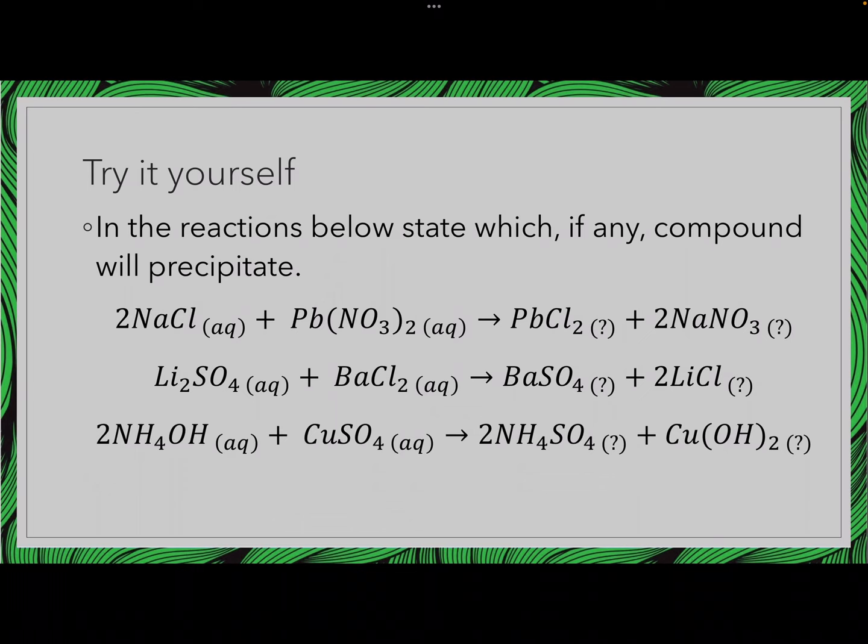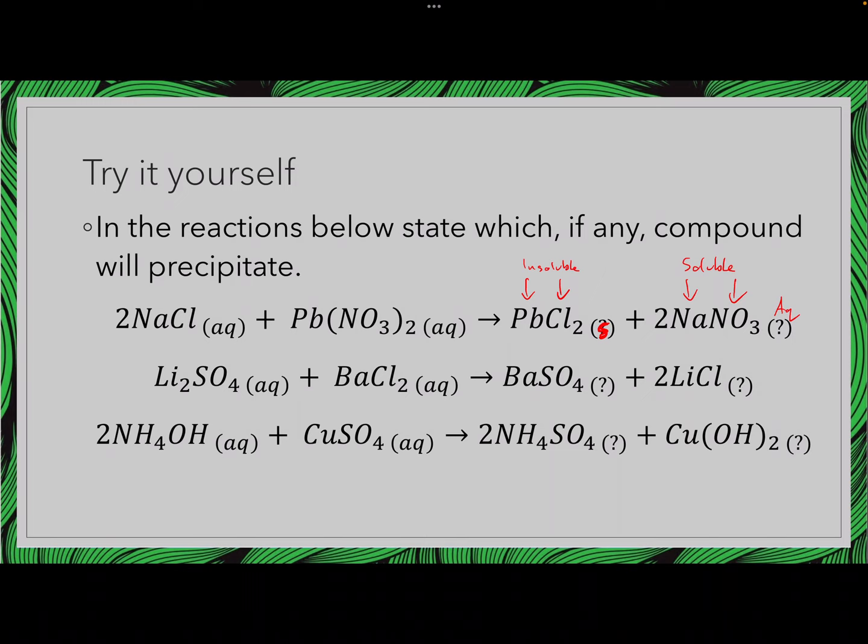So let's go through it. Lead, we know there's an exception for lead. Lead is insoluble when it's with halogens or when it's with sulfates. But here it's with a halogen, so that one's going to be insoluble. So that one's going to come out as a solid. Sodium nitrate, we went through that one on the other slide, but the sodium is a group 1 metal. That's going to be soluble. It's a nitrate, so that's all going to be soluble. So that one's going to be aqueous.